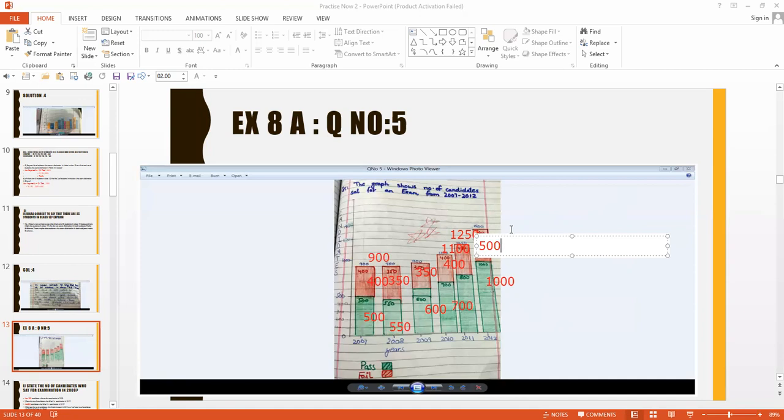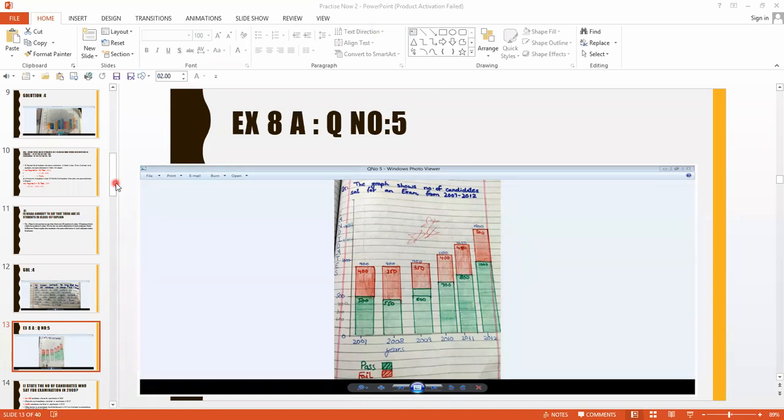And the grand total, when I add the total number of students who sat in the exam, is 1500. Clear? I just write this value for your clarification. Otherwise, it is also given in your book. Okay.